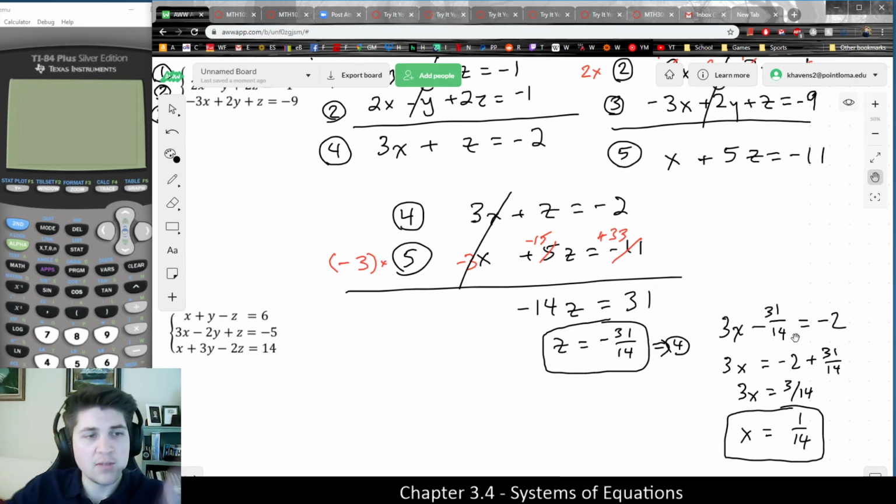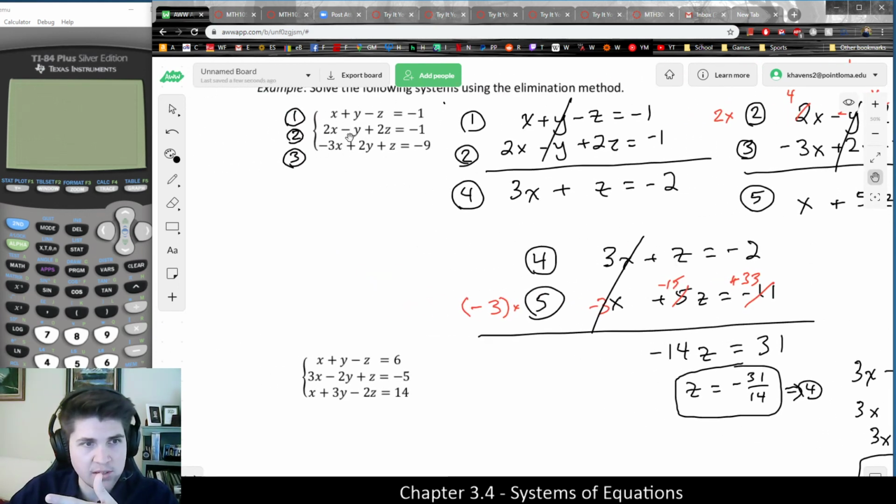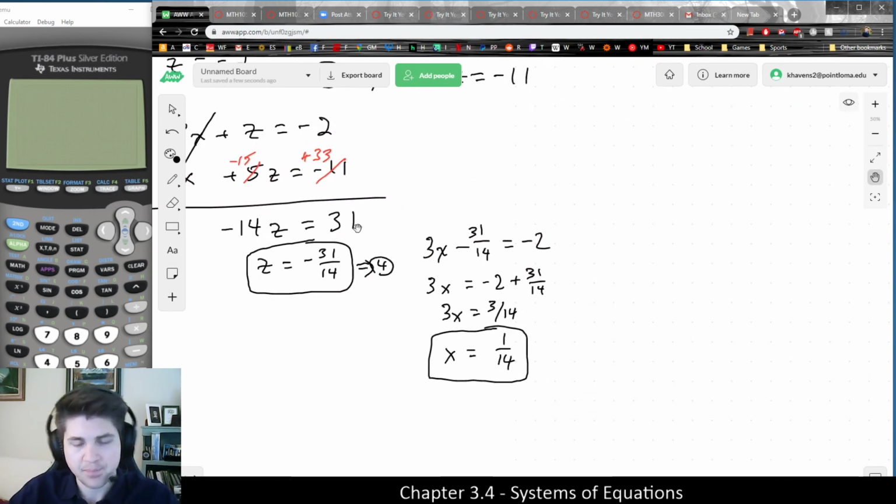And now that I know z and x, I could reverse it again, plug it into one of the 3 original equations to then find y. So the general flow is we're going to add all the equations together to eliminate in that same way. Then we're going to work our way back. So once I have z, I plug it back into 4 or 5. Once I have x, I plug it back into 1, 2, or 3.